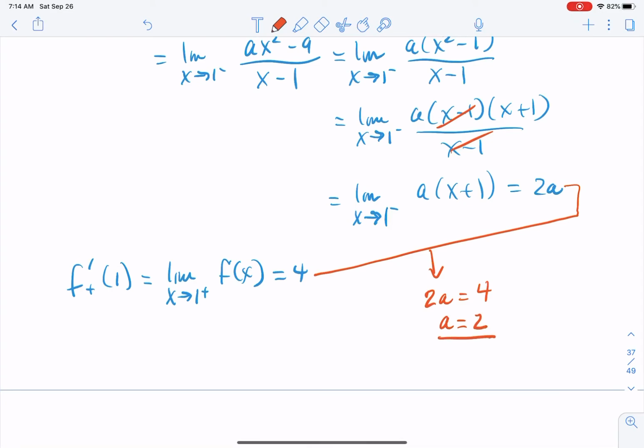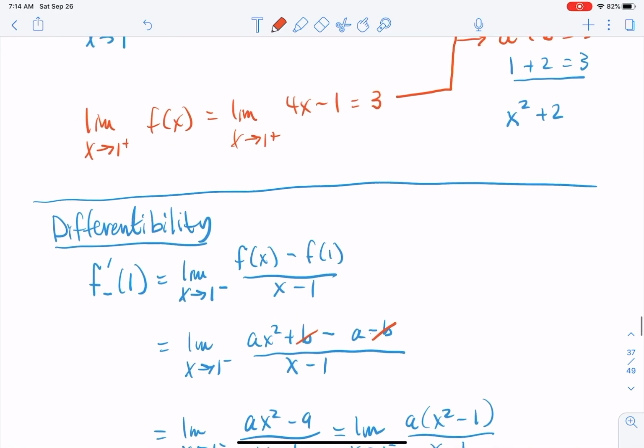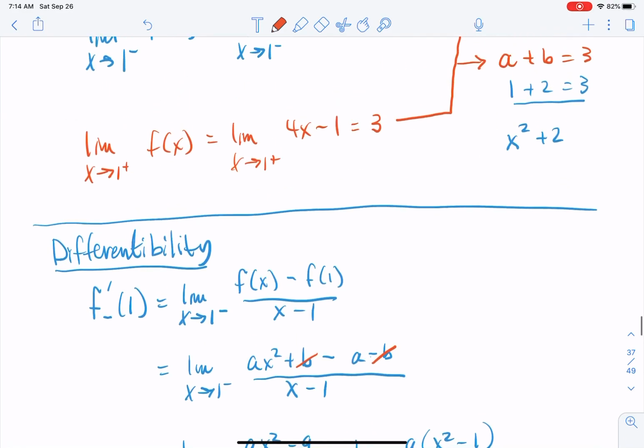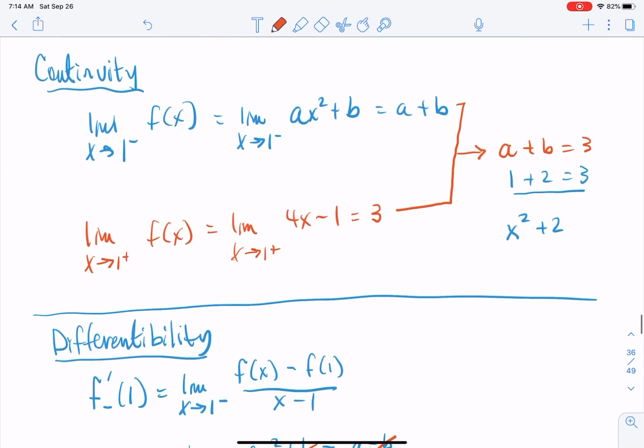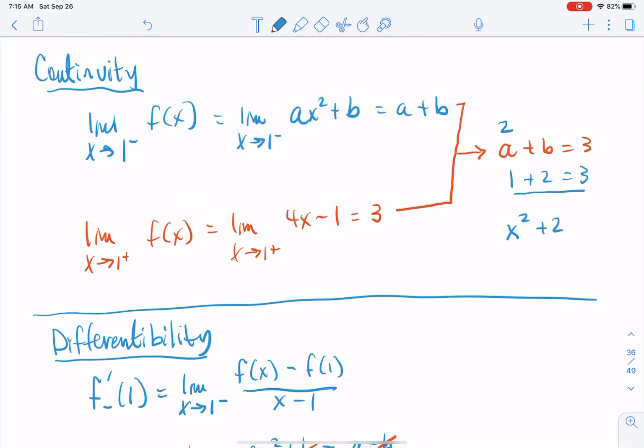If a is equal to 2, then it's going to be differentiable at that particular point, but really everywhere, because on the left side it's a parabola and on the right side it's a line. So let's go back up here to this one. What we just discovered is that a has to be 2, which means b actually has to be 1. Oh man, I almost guessed it. It's 2 plus 1, not 1 plus 2.